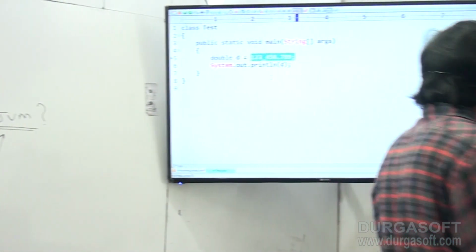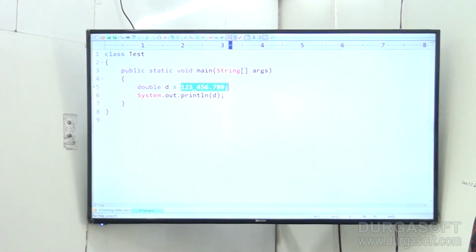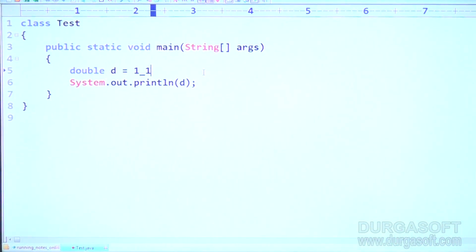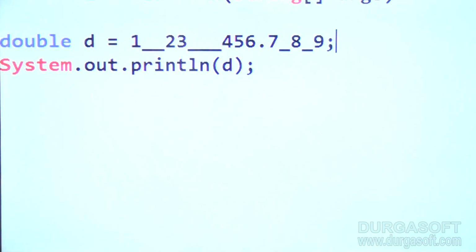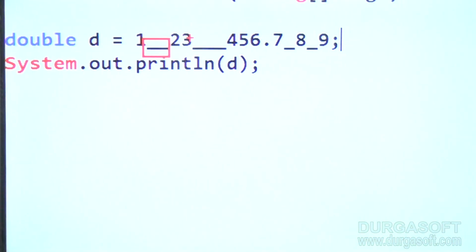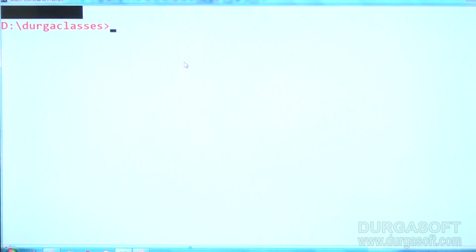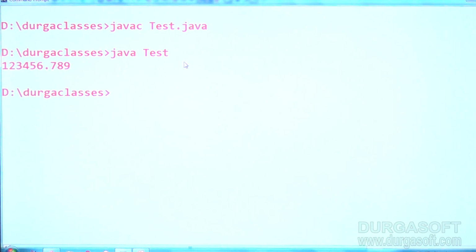Have a look once, sir. Here, observe carefully. double d is equal to 123. Here just observe 1 lakh double underscore 23 triple underscore 456 dot 7 underscore 8 underscore 9, and I'm taking SOP of d. Have you observed, sir, here 2 underscore symbols are used, here 3 underscore symbols are used. Now observe carefully. Yes, happily the code compiles fine. Any number of underscore symbols you can use. Yes, valid. 123.456.789 itself is acceptable, right?